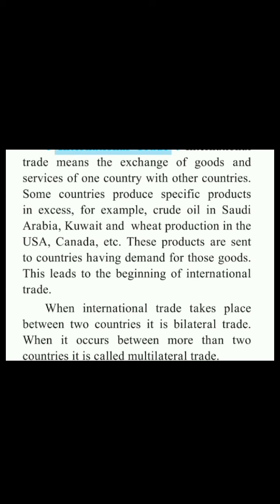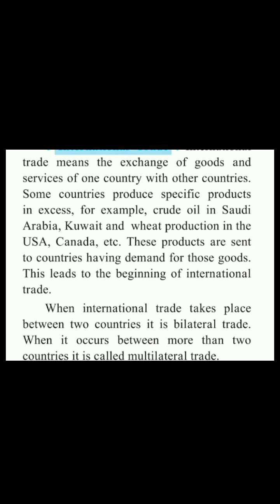Now the second type is international trade. After having seen what domestic trade is, we come to what international trade is. International trade means exchange of goods and services of one country with another country. In internal trade we have seen exchange of goods and commodities within the country, within the boundary of the country. Here more than two countries are involved. So when one country buys and another country sells, such a trade is called international trade.